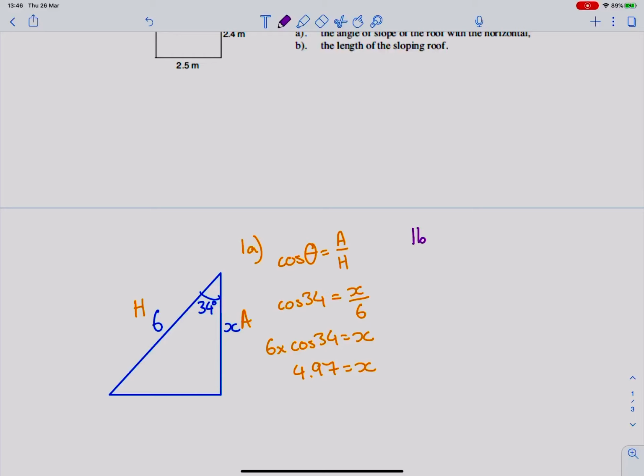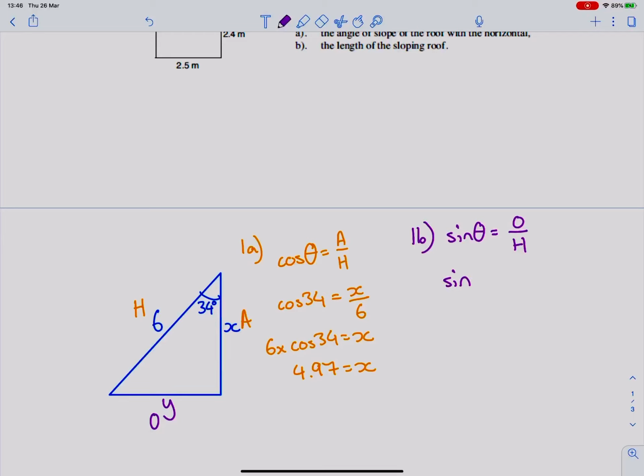For 1B, it's saying how far is the base of the ladder from the wall. So the base of the ladder would be here, the bottom of the ladder. So you're finding the length of this side. So for 1B, you're trying to find y. If we label the sides again, from 34, this would be the opposite. We've got the hypotenuse already as 6, so we can use opposite and hypotenuse for sine. So sine theta equals opposite over hypotenuse.